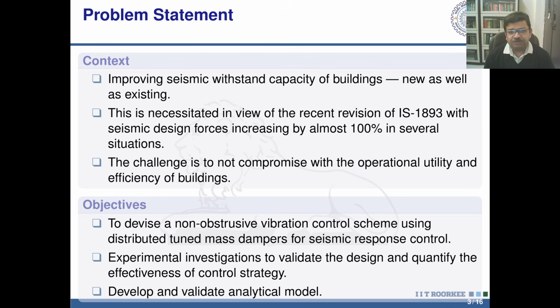So the context of the problem: the basic requirement is improving the seismic withstand capacity of buildings, both new as well as existing buildings. This is necessitated in view of the recent revision of IS 1893, with seismic design forces increasing by almost 100% at several instances, more than 100% in several situations. The challenge is not to compromise with the operational utility and efficiency of buildings while improving the seismic withstand capacity.